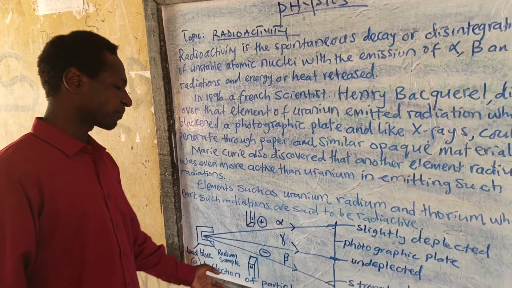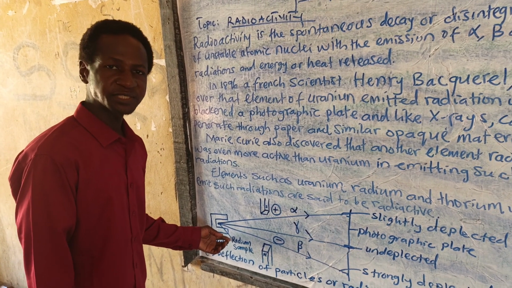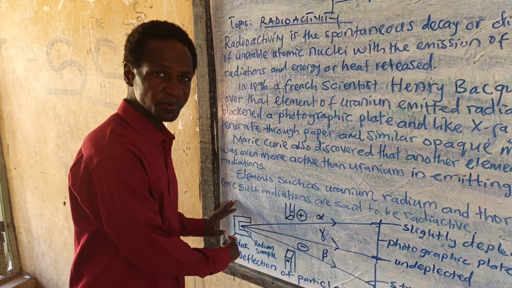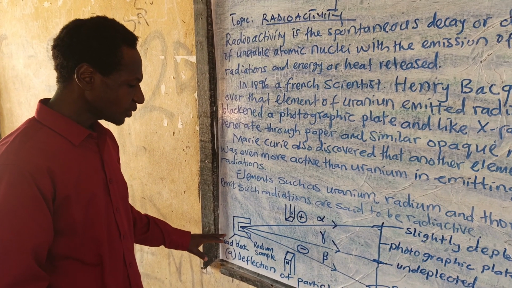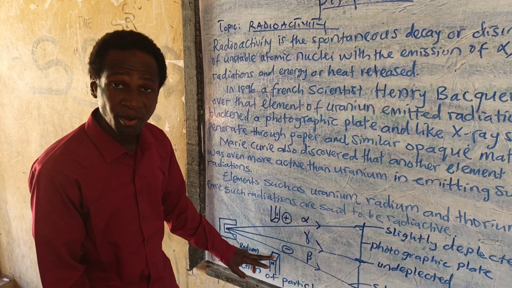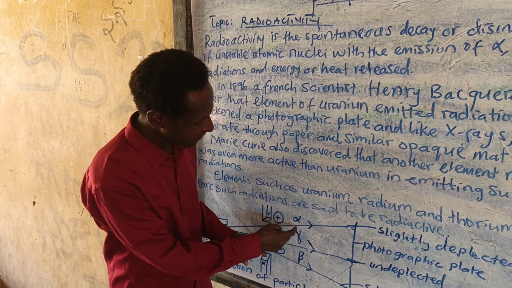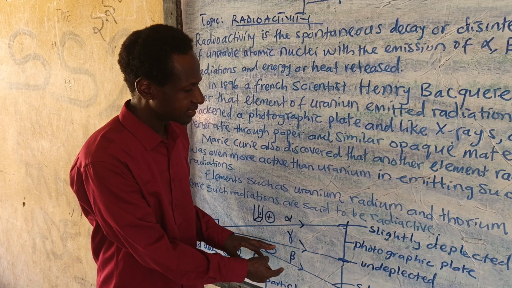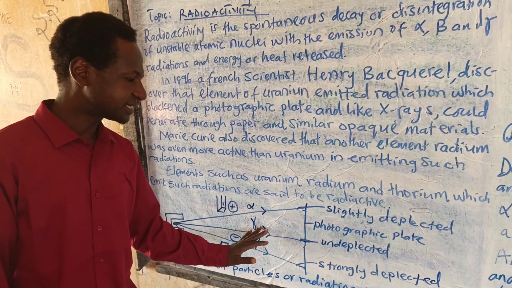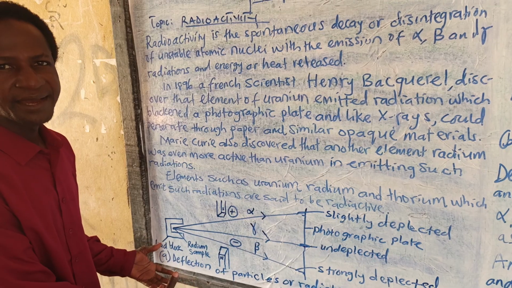This is the deflection of particles or radiation in the magnetic field of a radium sample. This experiment was conducted using a radium sample. This is a lead block. The radium sample is inside the lead block, and under a magnetic field we have the south and the north pole of the magnet. This is positive and this is negative, and there is emission of alpha, gamma, and beta. The alpha is slightly deflected, while the gamma is undeflected and beta is strongly deflected. So that is what happened under the magnetic field.